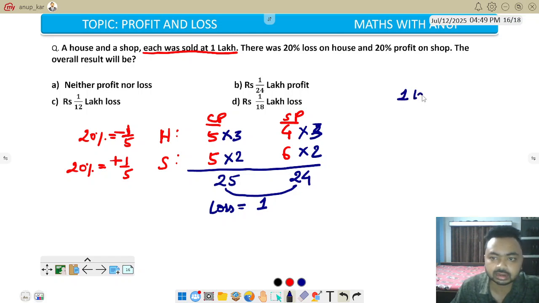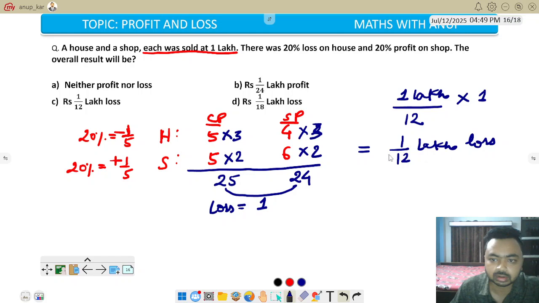1 lakh by 4 into 3 or 6 into 2, that is 12. There is my SP ratio, into what we have been asked to find out, the loss. What will be my overall result? So the loss ratio is 1 into 1. So it will be 1 by 12 lakh loss. I hope it is clear.